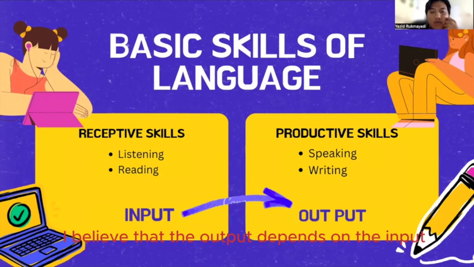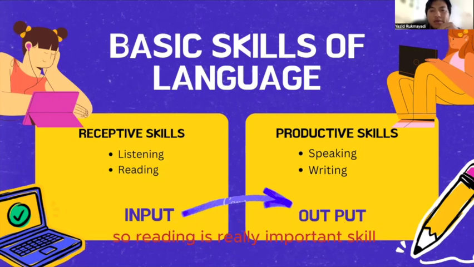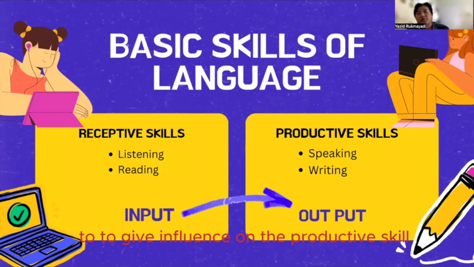So I believe that the output depends on the input. If you read more or listen more, you will have much information in your mind, so you can produce more, because the output always depends on the input. So reading is a really important skill that influences the productive skill.